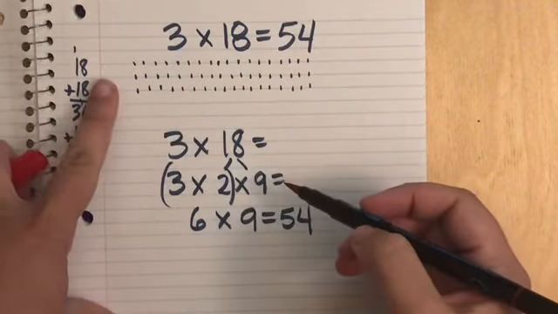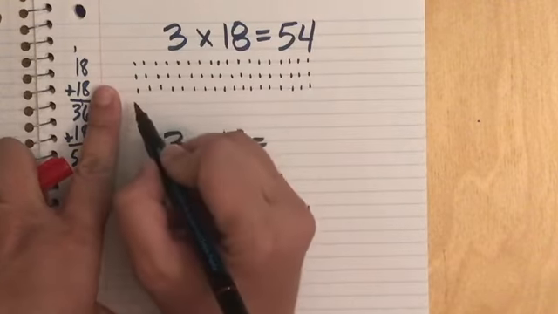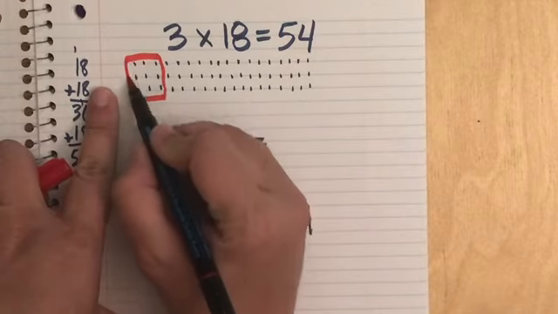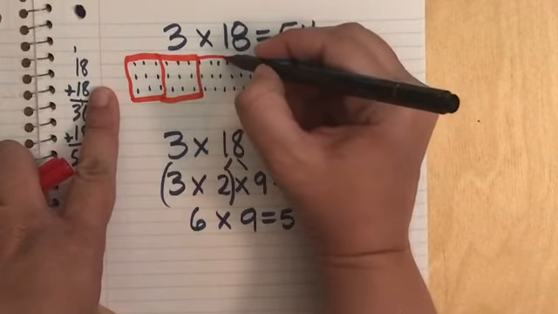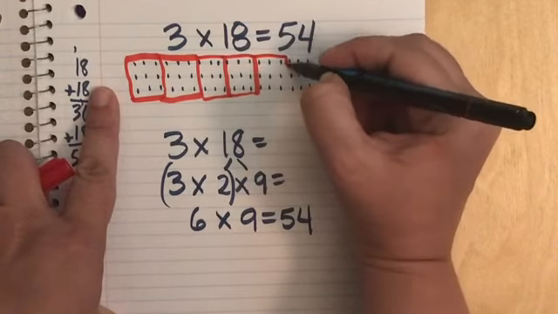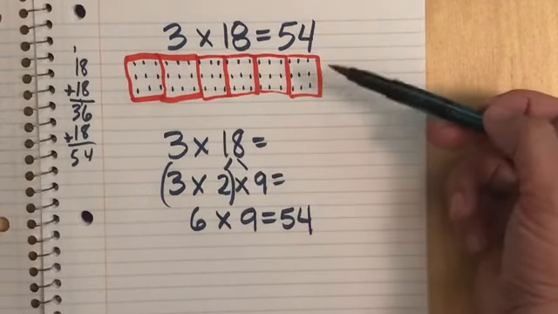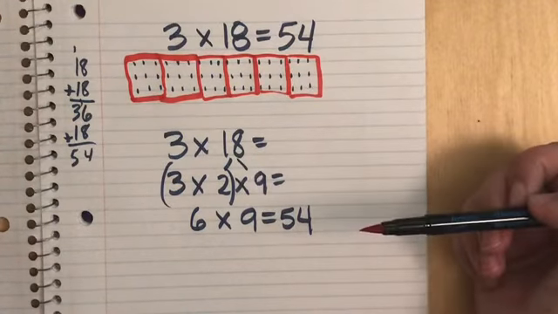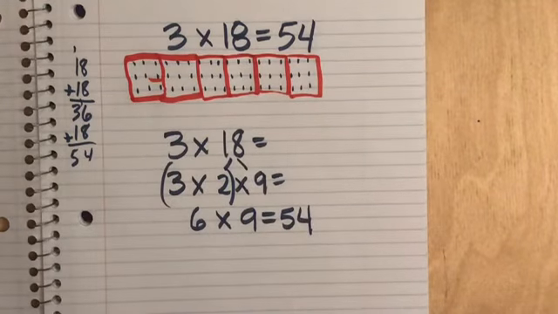All right, so I have my 6 groups of 9. So here I have a group of 9. Here I have a group of 9. Here I have another group of 9. Another group of 9, another group of 9, and another group of 9. So using the associative property, we just put them into different groups. So we have 6 groups of 9. Beautiful. All right, time for the final problem.